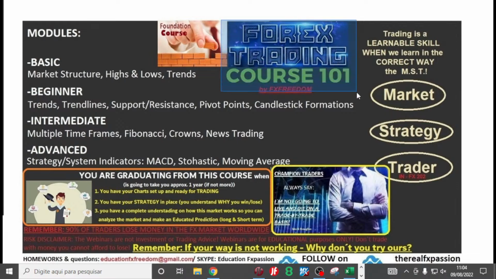And this is Forex Trading Course 101. Everybody remember, trading is a learnable skill when we learn in the correct way. The three pillars. Pillar number one is the market, and we are trying to learn about the market with the basic module, beginner module, intermediate module. Pillar number two is the strategy. So we are going to learn how to form a strategy, everybody, in the advanced module. And pillar number three is the big one, and it's called the trader, right? And we're going to learn about the trader more in the Forex course 202.